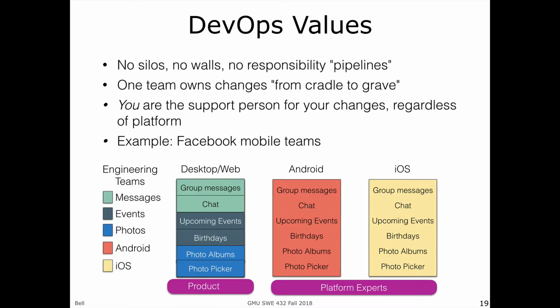What are the values of DevOps? In DevOps, we say that there are no silos, walls, or responsibility pipelines. There's no finger pointing to say whose fault is this bug and who's responsible for fixing it. The person who wrote it is in charge of that. In DevOps, you have one team that owns any change, any feature, any bug fix. They say from cradle to grave.